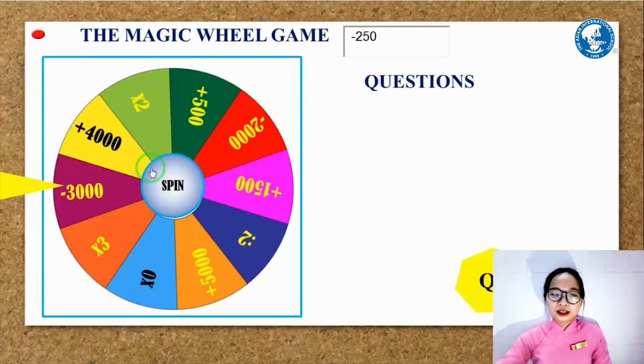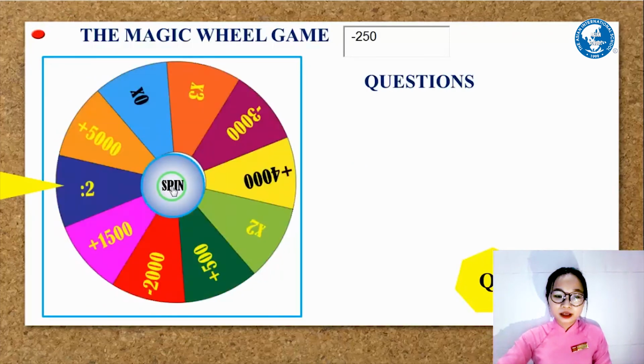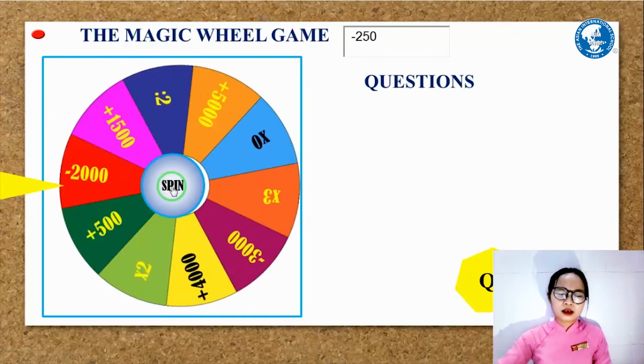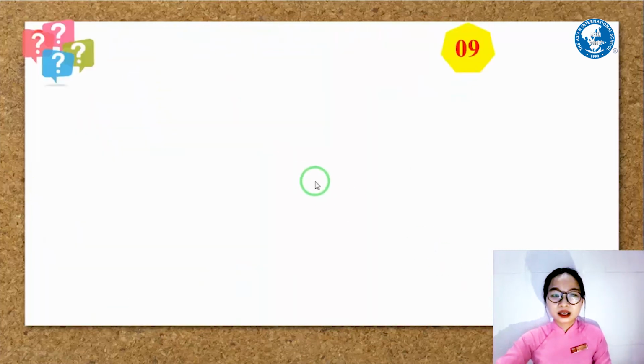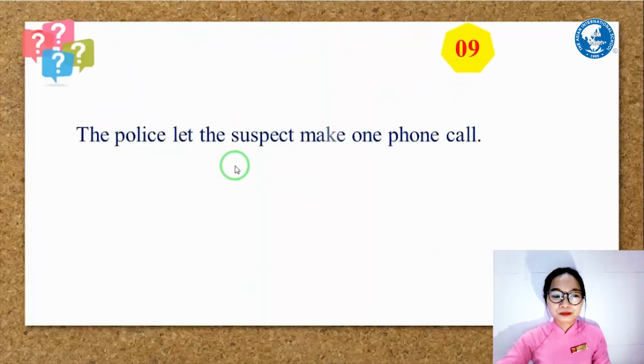Okay, so spin, spin, spin. Oh my god, minus 2,000. How bad luck. Minus 2,250. Hi, we come to the last question and see, can we get it?